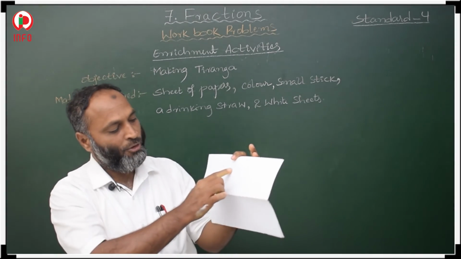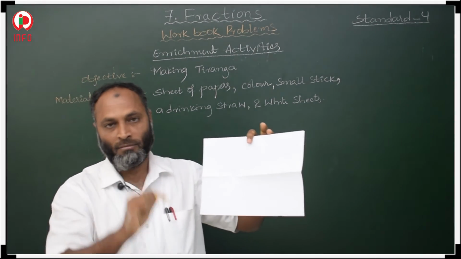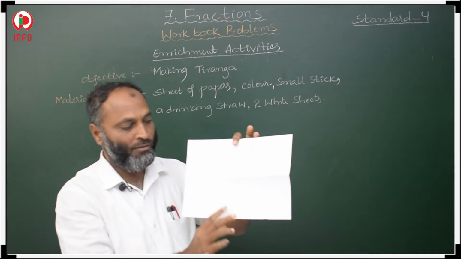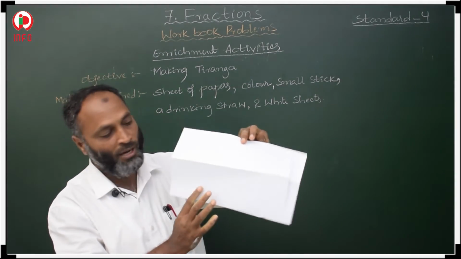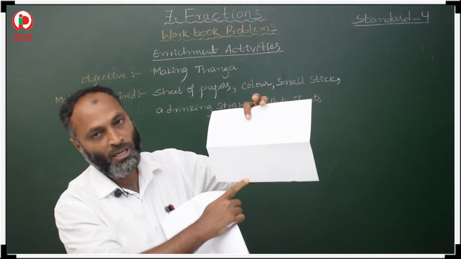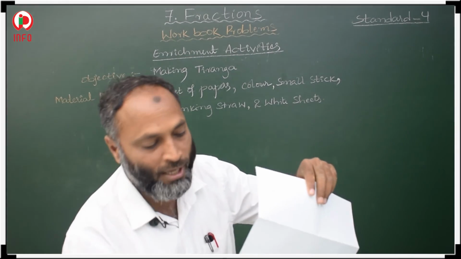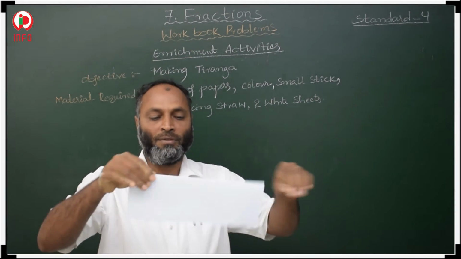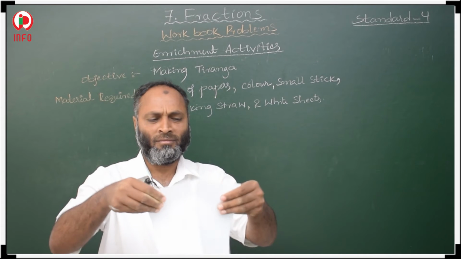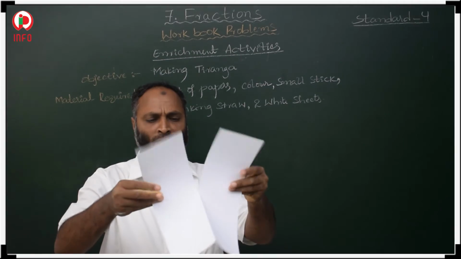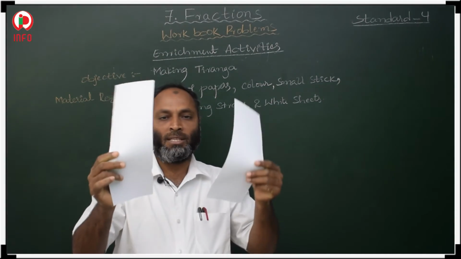this is a half portion, half plus half makes 1, a complete unit. How many halves are there in these 2 sheets? Half plus half, 2 halves, third half, fourth half, a total of 4 halves. In these 4 halves, first I want to take 2 halves, so make 2 halves like this. This is the first half, this is the second half.